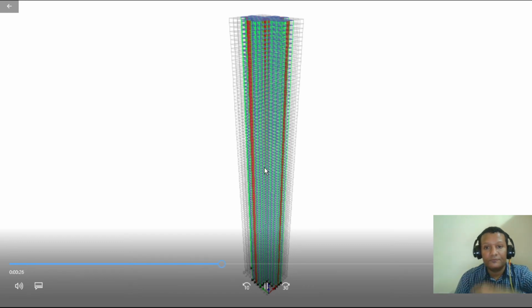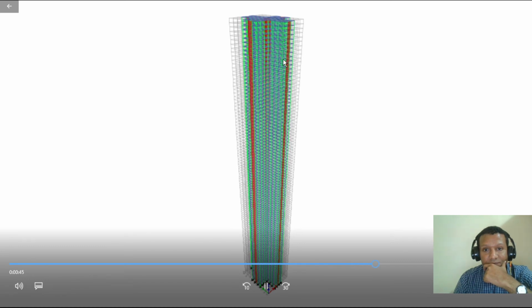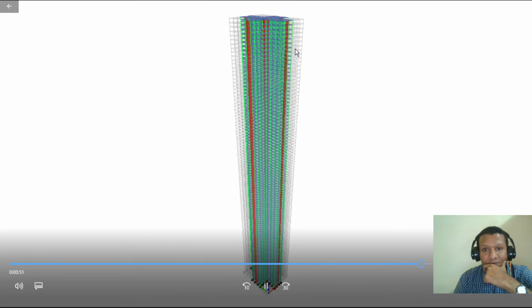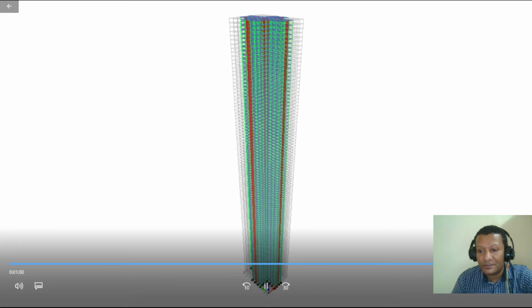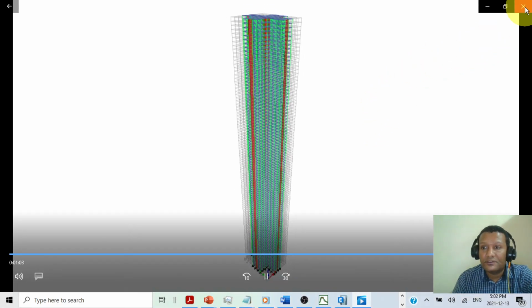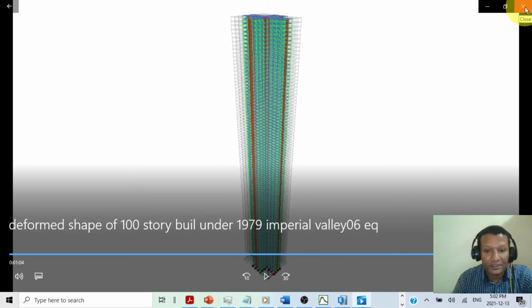Now, as you can see, when the earthquake is around 39 seconds, it is still moving. Yeah, it has movement, not that much. So this is Imperial Valley 1979.